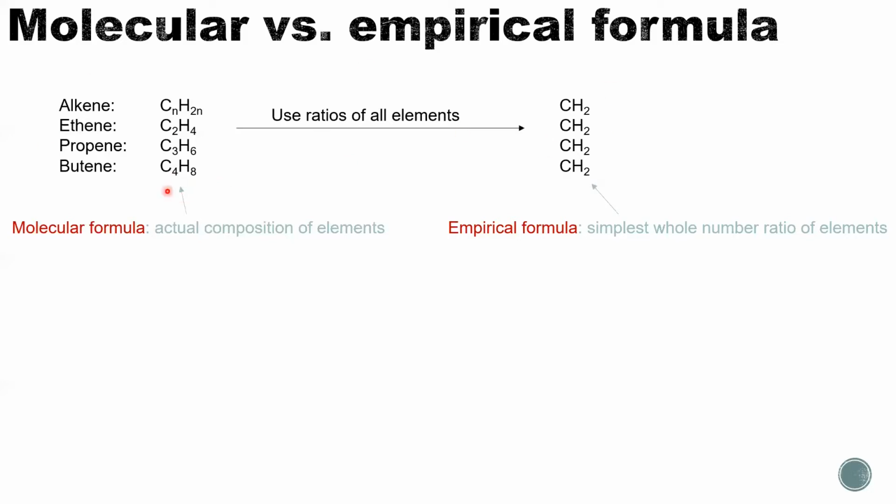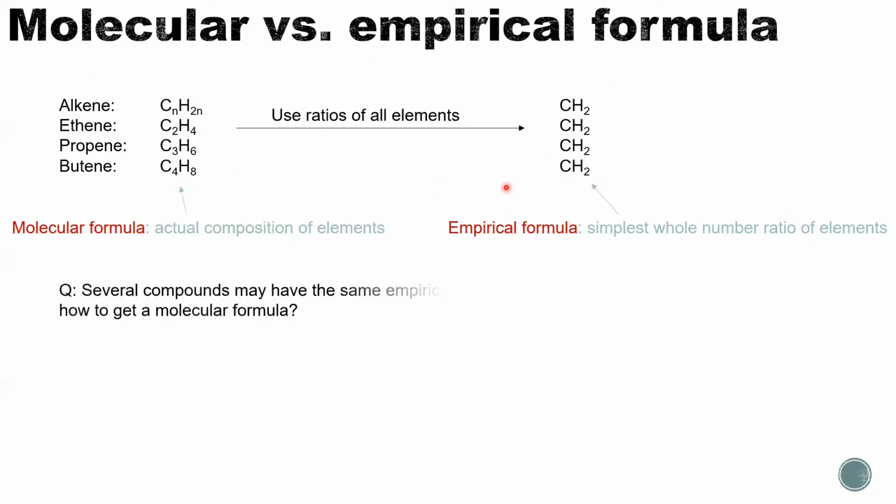From this relationship, you know that several compounds may have the same empirical formula. Although they have different molecular formulas, they may have the same empirical formula. So once the empirical formula is obtained or provided, how can you get a molecular formula? Of course, you probably need some extra information, but what is it?